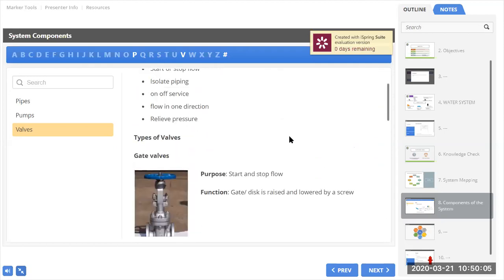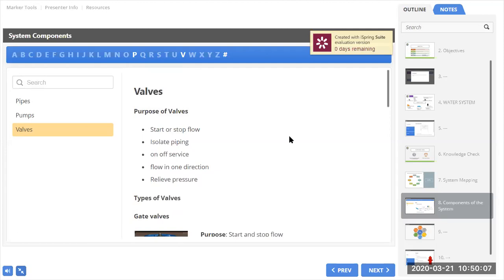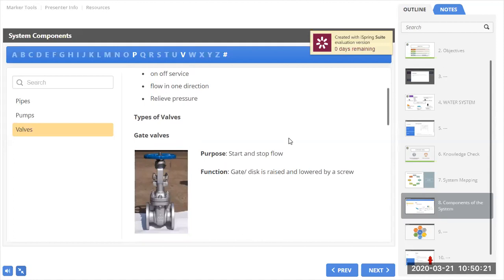Okay, so there are a few things that you need to know about each of these valves. Of course, you need to know the name, but you need to have an idea of how it works. You need to have an idea of where we would use it. For instance, if we look at the gate valve, we use it to just start and stop water.